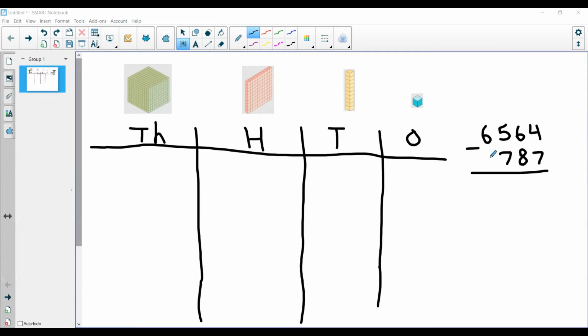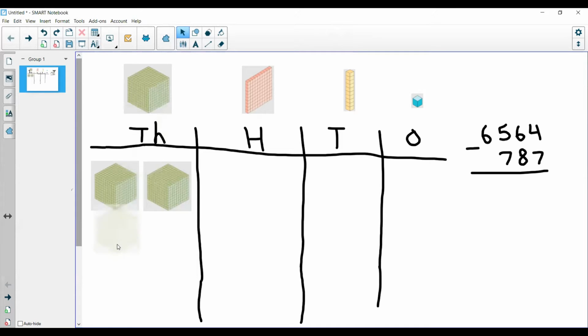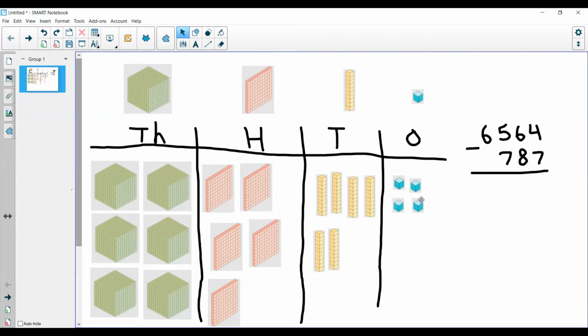Before I start, I'm going to represent 6,564 using base 10 blocks because this is the number I am subtracting from. I do not represent 787 in base 10 blocks because this is the number I'm subtracting. This is the number I'm taking away from my minuend. So that's why I do not draw the 787. All right, now let's start our operation.